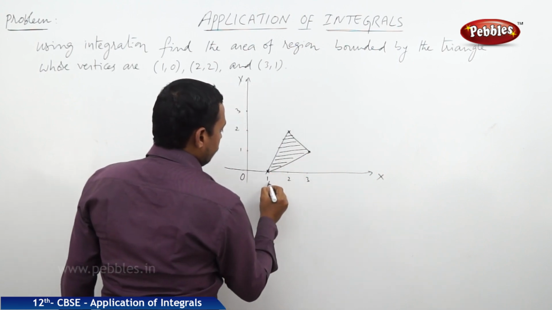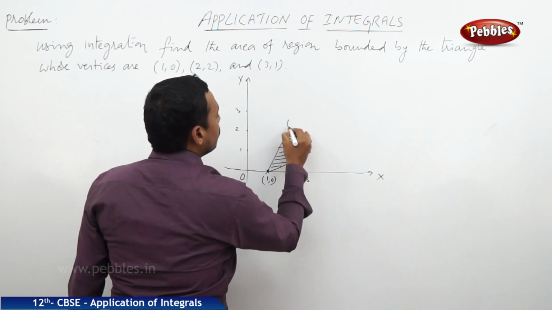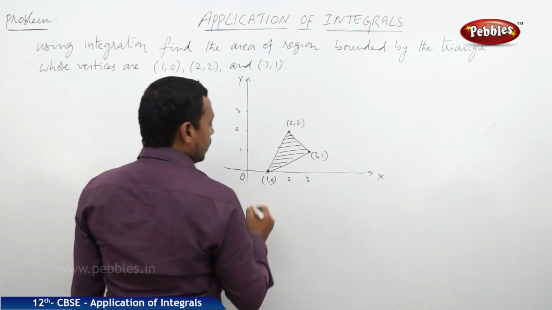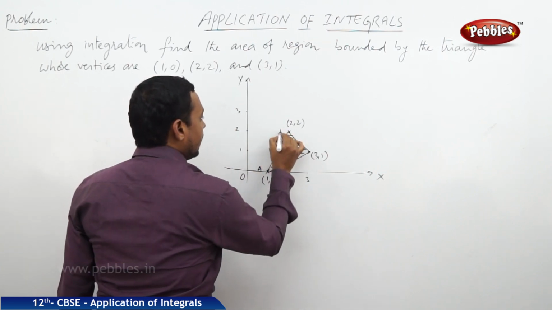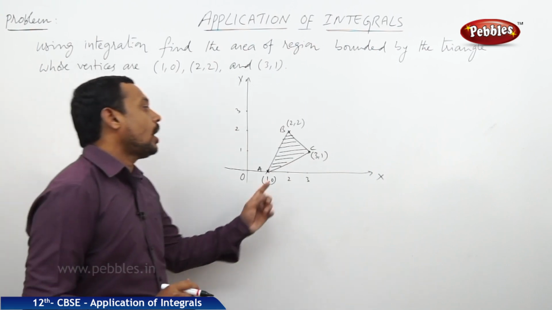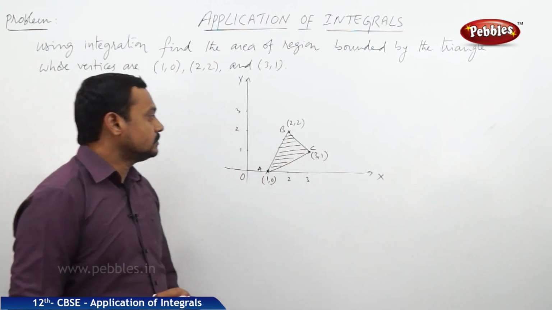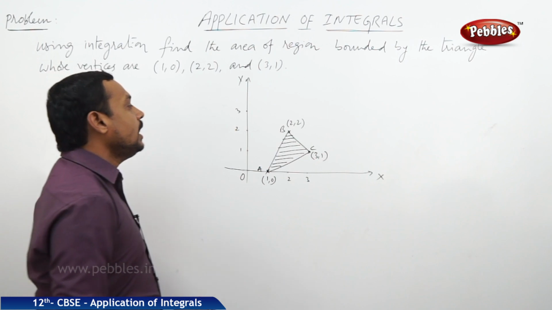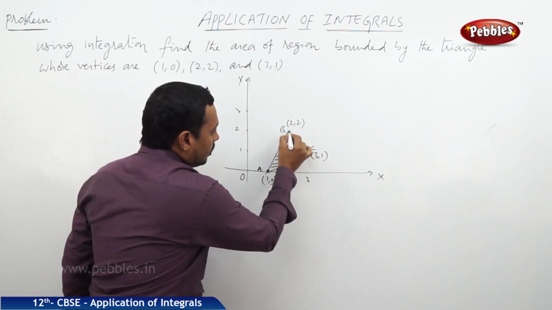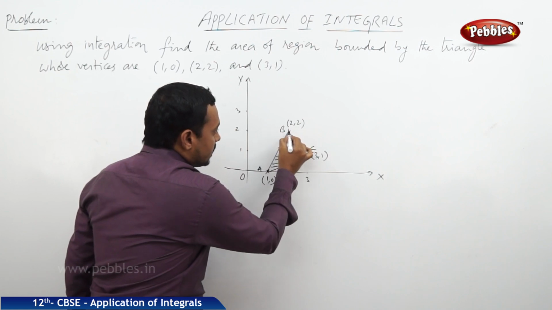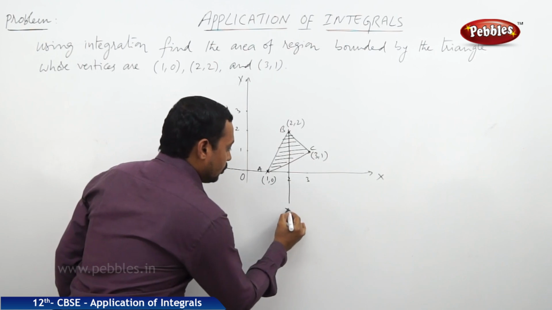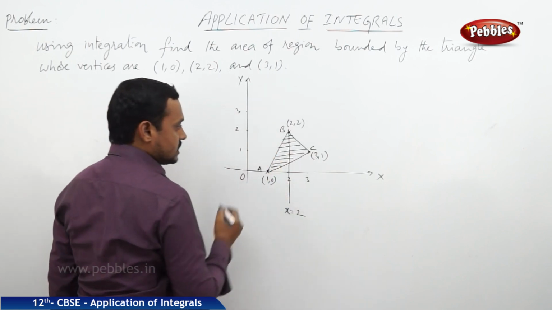It is 1 means (1, 0). This is (2, 2), and it is (3, 1). Now let these three vertices be A, B, C. Now how to find this area? Here you see, let us take one line x is equal to 2, parallel to the y-axis.